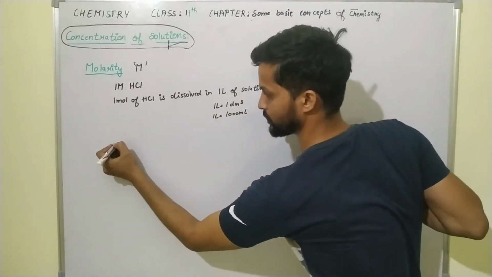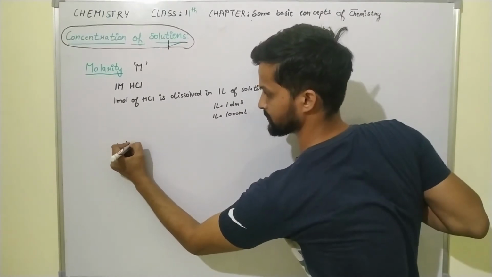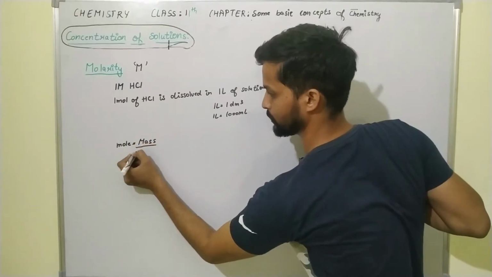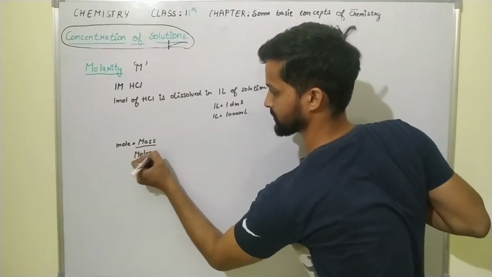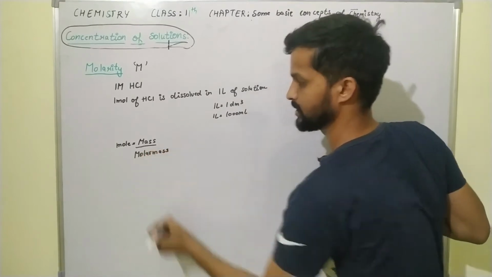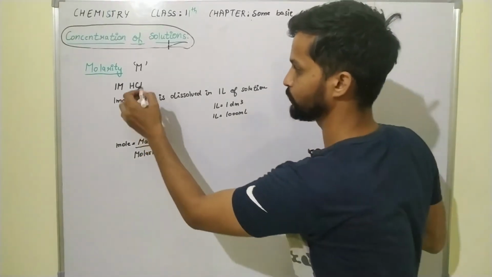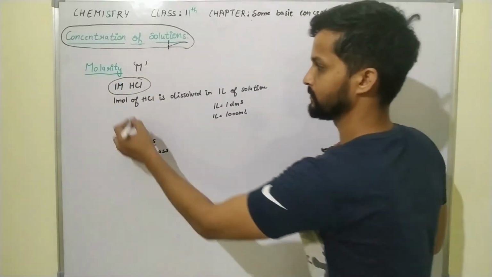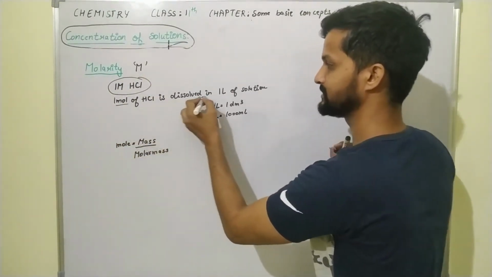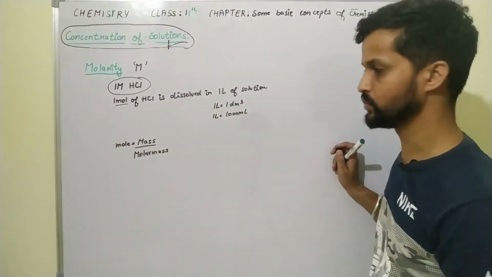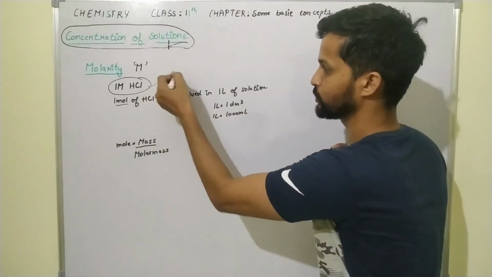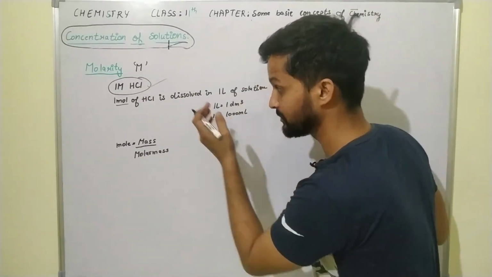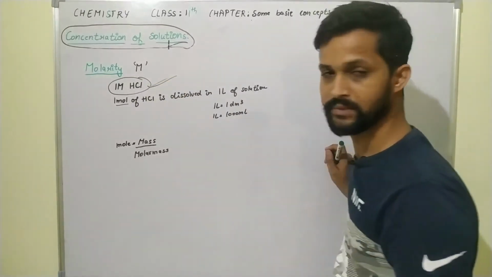So here 1 mole, here mole is equal to mass by molar mass. Clear? So suppose you want to prepare the 1 molar HCl solution. At that time, what does it mean? 1 mole of HCl is dissolved in 1 liter of solution. So if you want to make this solution, I will explain how the 1 molar HCl is prepared.